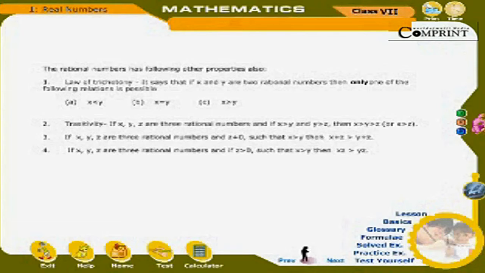3. If x, y, z are three rational numbers and z is not equal to 0 such that x is greater than y, then x plus z is greater than y plus z. 4. If x, y, z are three rational numbers and if z is greater than 0 such that x is greater than y, then xz is greater than yz.